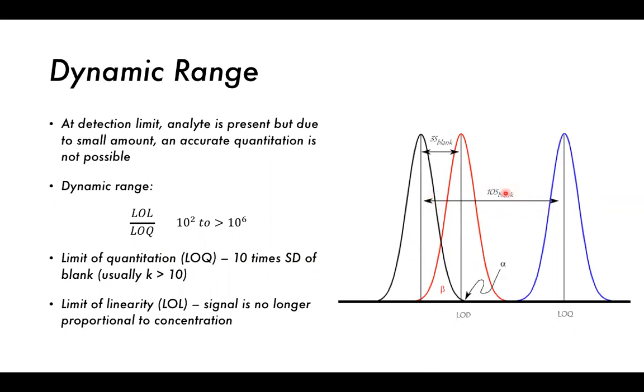So you can see here 10 standard deviations of the blank. This is 3 times the standard deviation of the blank, which is the limit of detection. So you can reliably say at the limit of detection that the analyte is present, but we cannot say with accuracy the concentration of that sample. And then the limit of linearity is when the signal is no longer proportional to the concentration. So that's whenever it starts to get curved, it's no longer a straight line. And that happens at high concentration.